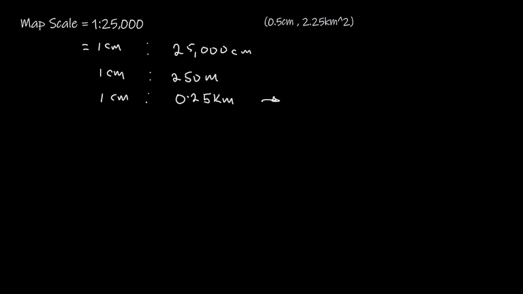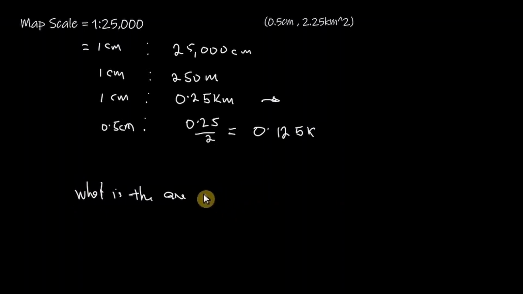The question goes on to ask, what would a distance of 0.5 centimeters on our map represent in actual distance? So if 1 centimeter represents 0.25 kilometers, then 0.5 centimeters would be half of this, or 0.25 divided by 2, or 0.125 kilometers. In part 2 of the question, we're asked, what is the area in kilometers squared that is represented by 2.25 centimeters squared? This is on the map. So if we have 2.25 centimeters squared on a map, what does that represent in actual area in kilometers squared?